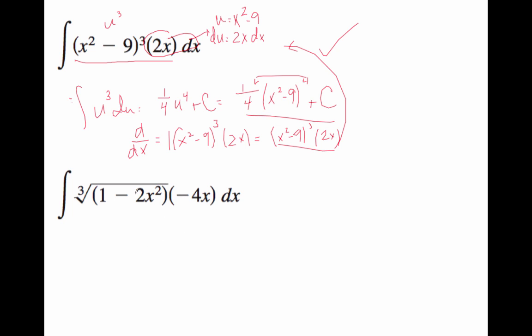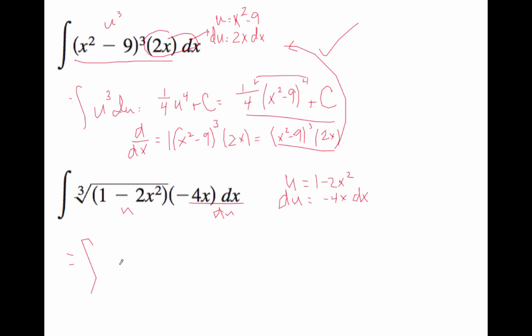Let's try another one. So same thing. I couldn't really simplify the cube root of 1 minus 2x squared to multiply it with that minus 4x. Just way too much work. So instead, let's call that inner 1 minus 2x squared just the letter u now. So that gives us the cube root of u, but we still have to deal with the minus 4x dx. And you guessed it, if we take the derivative of u, now we get minus 4x dx. And that's exactly what we want. That's going to be the du.